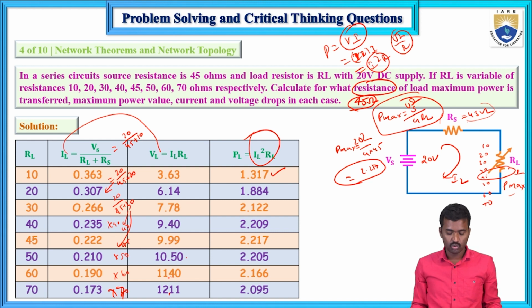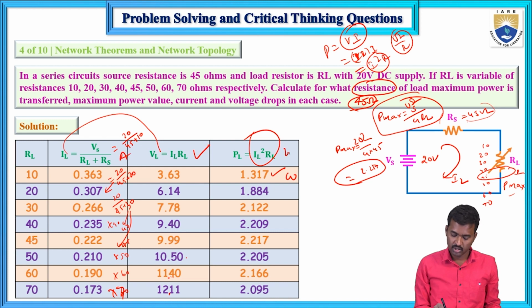So the power for the 10 ohm resistor, with voltage in volts and current in amps, is in watts: 1.317 watts for 10 ohms, 1.884 for 20 ohms, 2.122 for 30, 2.209 for 40, 2.217 for 45, 2.205 for 50, 2.166 for 60, and 2.095 for 70. Now these are the powers.